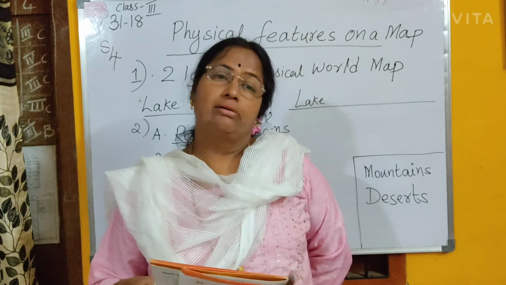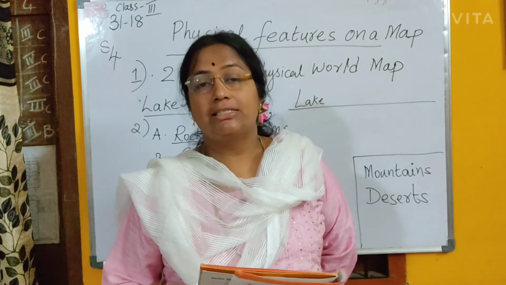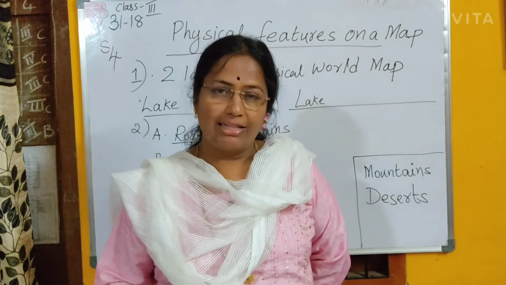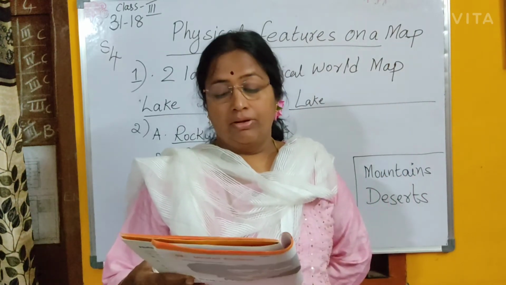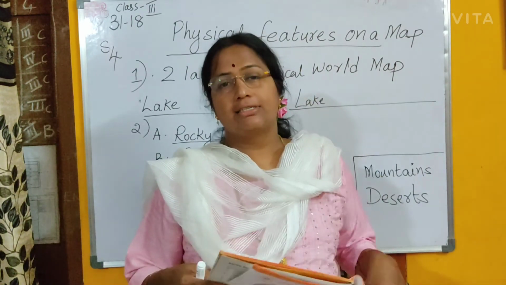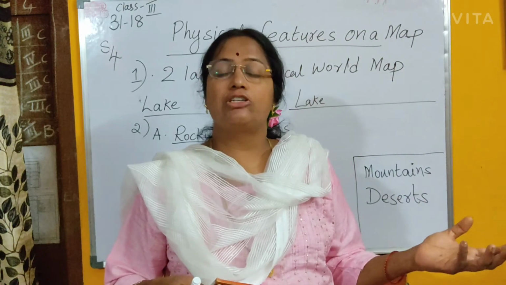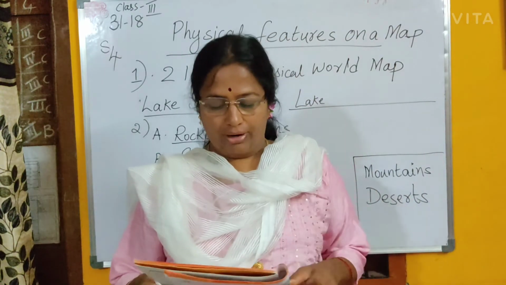Third question, name any two physical features and write how they are shown on the map. Look in the world map at the mountains, in which color they are shown, or look at the lakes and the deserts. Take mountains and deserts: how are they shown, in what color, is there any design for them? Write about it in 2 points.